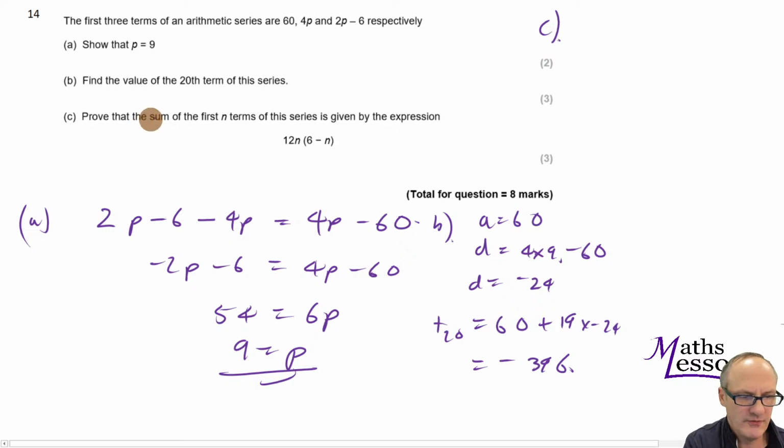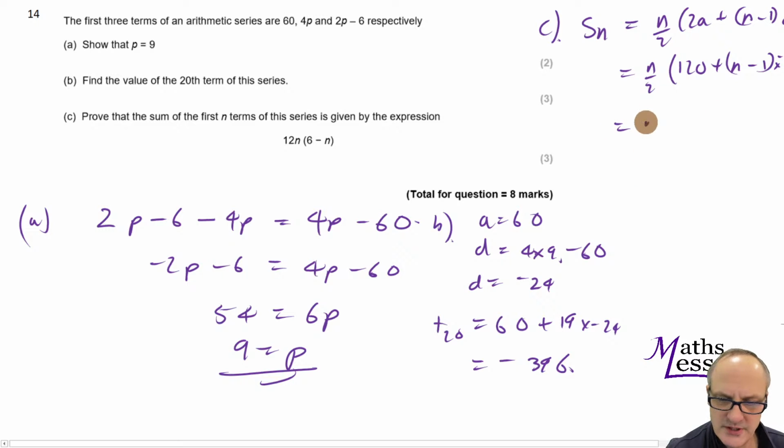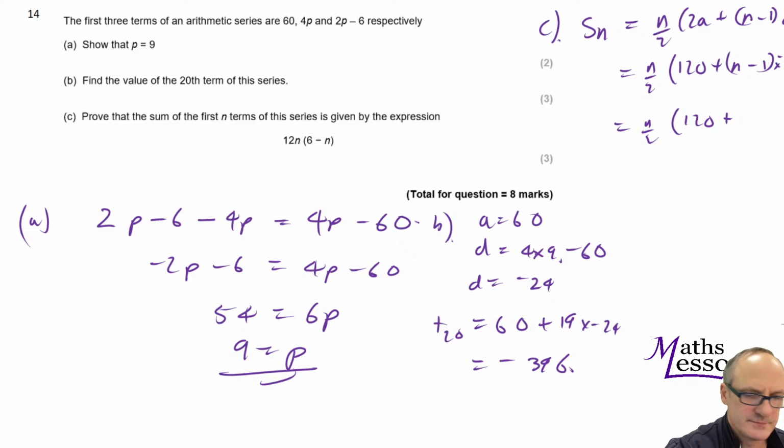Part C. Prove the sum of the first n terms of this series is given by the expression 12n open bracket 6 minus n. So we know the sum of the first n terms is given by n over 2 times 2a plus n minus 1 lots of d. That's the common difference, and a is the first term. So we want n over 2, 2a, a is 60, so we're going to get 120, plus n minus 1 times minus 24.